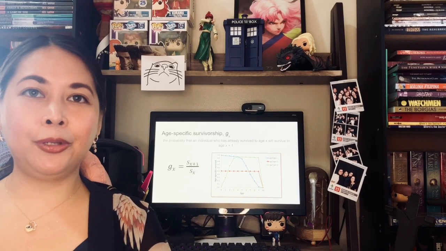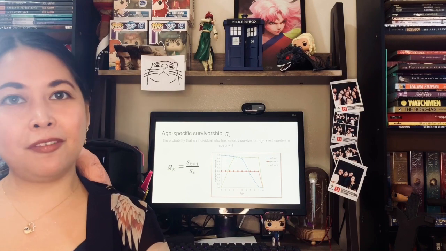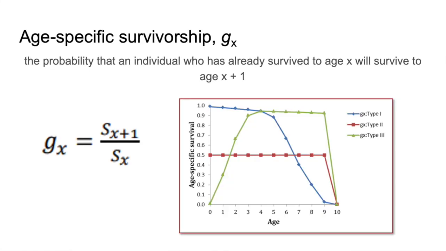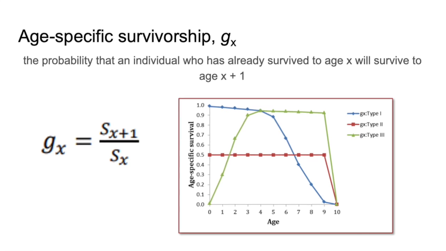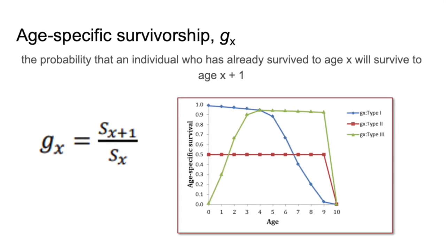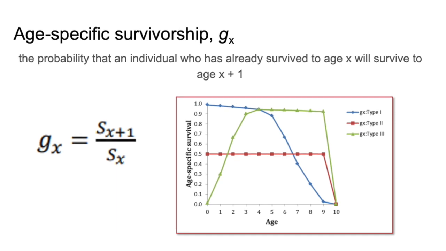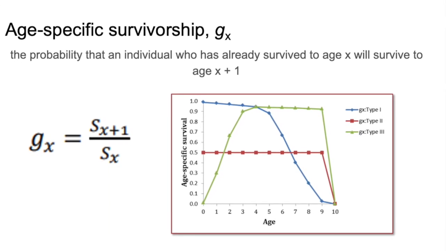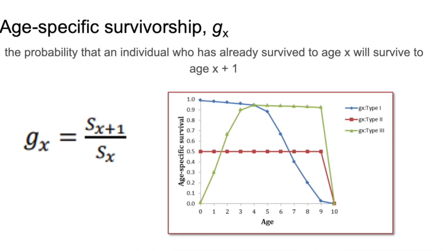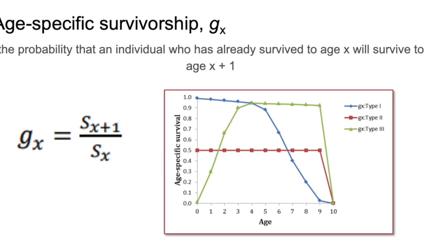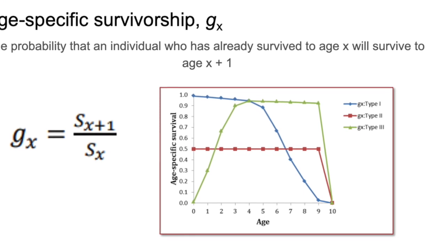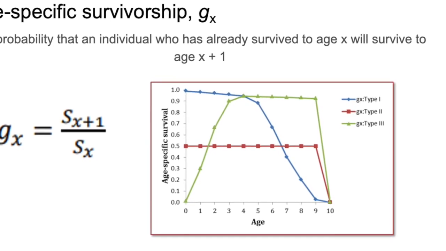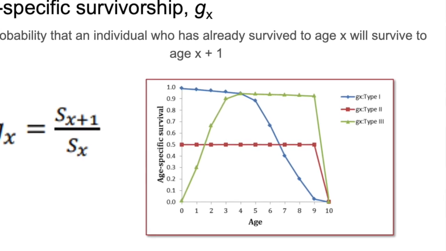The next parameter we'll be discussing is age-specific survivorship, or g. It is the probability that an individual who has already survived to a particular age will survive to the next year. It is computed by the formula Sx+1 divided by Sx, which is the number of organisms surviving in the year x+1 divided by those who survived in the previous year.